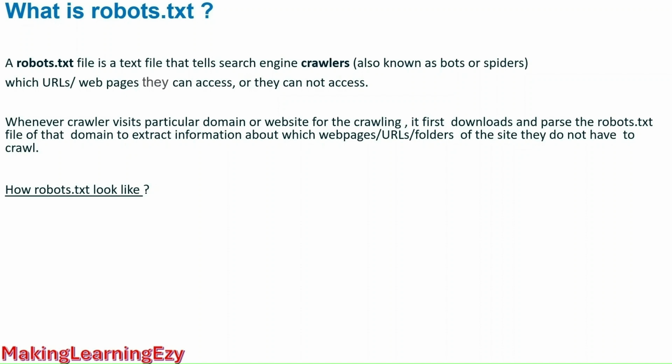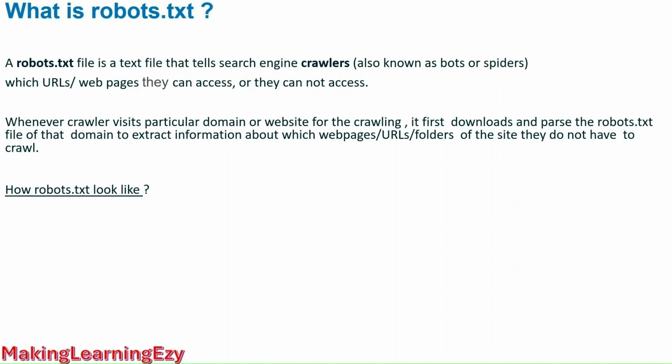What is robots.txt? Robots.txt is a text file that tells search engine crawlers which URLs they cannot crawl or which URLs they can crawl. Whenever a crawler visits a particular domain or website for crawling, it first downloads the robots.txt and parses it and gets the information about the URLs which they cannot crawl. Robots.txt is the first file which is accessed by the crawler when they start crawling the particular domain.